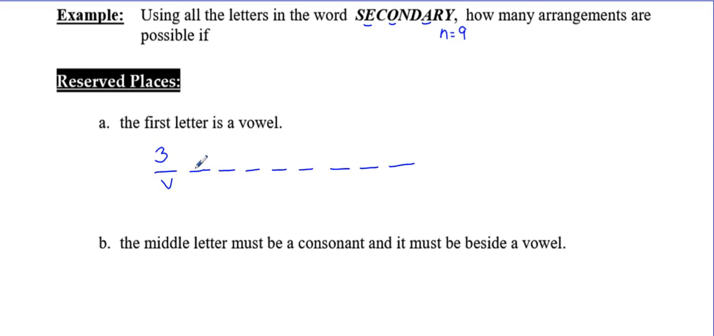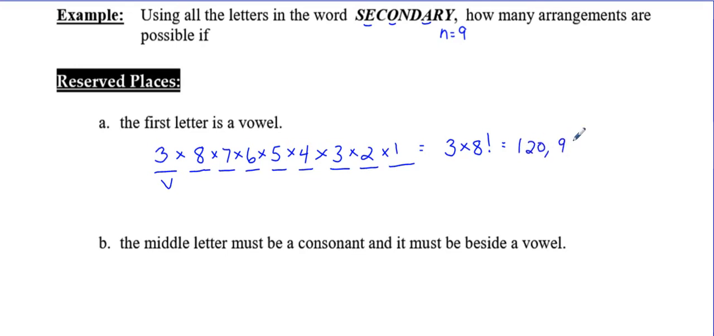After that, you have no restrictions at all. So after you've taken out the one vowel, that leaves 8 letters left to go there. 7, 6, 5, 4, 3, 2, 1. This is an AND situation because you are using all the letters and arranging all of them. Or you can write this as 3 times 8 factorial. And that works out to 120,960 arrangements.